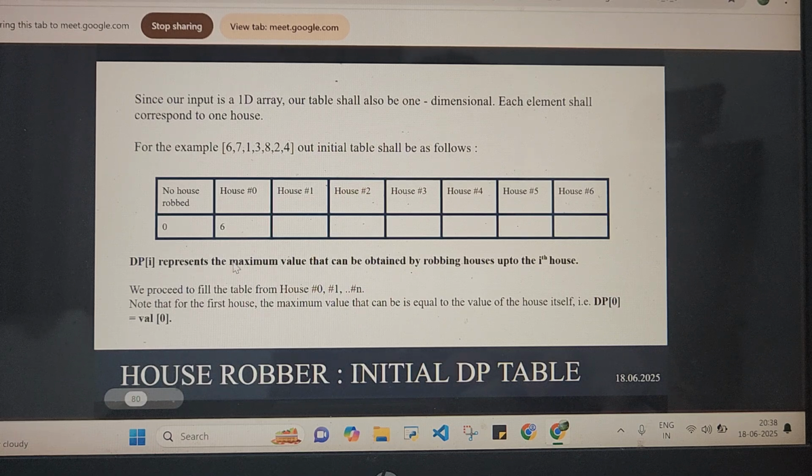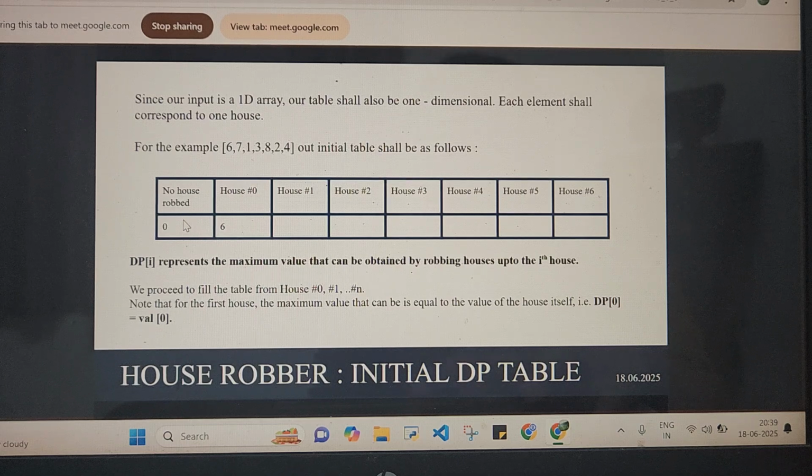Now DP of i represents the maximum value that can be obtained by robbing houses up to the ith house. This again is very important, as in any dynamic programming question, you have to understand how the value of each cell is defined. So here DP of i is the maximum amount that can be obtained by robbing any of the houses up to i. So it is not necessarily just i, and of course it cannot be all houses because there is this non-adjacency constraint, but some subset of the houses from 0, 1 up to i, if they are robbed, what is the maximum value that can be obtained? That will be the value in DP of i.